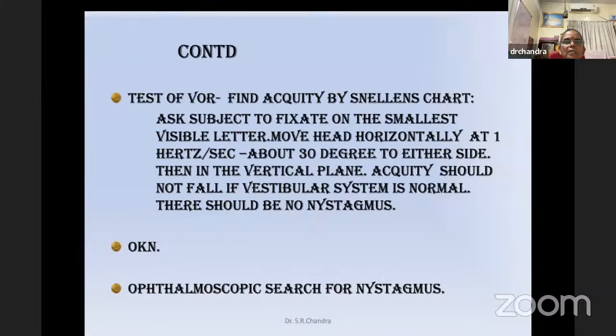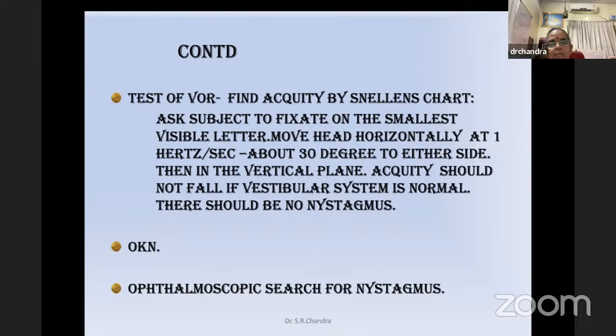So then test for VOR. That is the vestibulo-ocular reflex. That is a reflex movement, a version movement. First you find the acuity by Snellen's chart and ask the subject to fixate on the smallest visible letter, and then you move the head horizontally at 1 hertz. So the patient fixates on the smallest letter and you move the head mechanically about 30 degrees to either side.